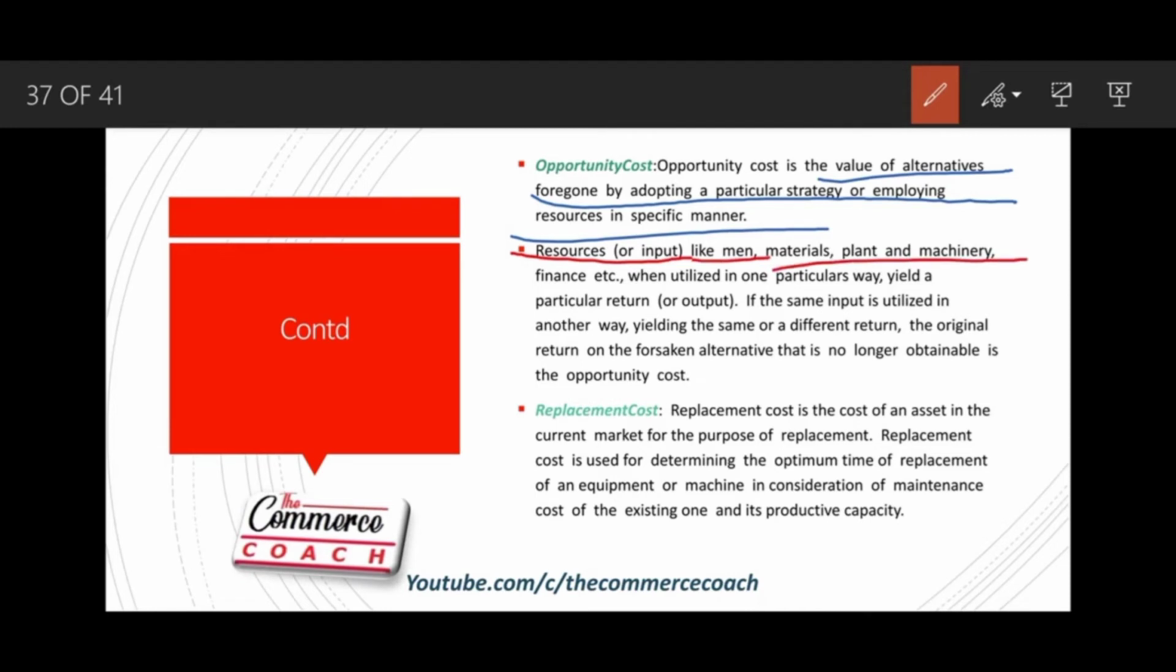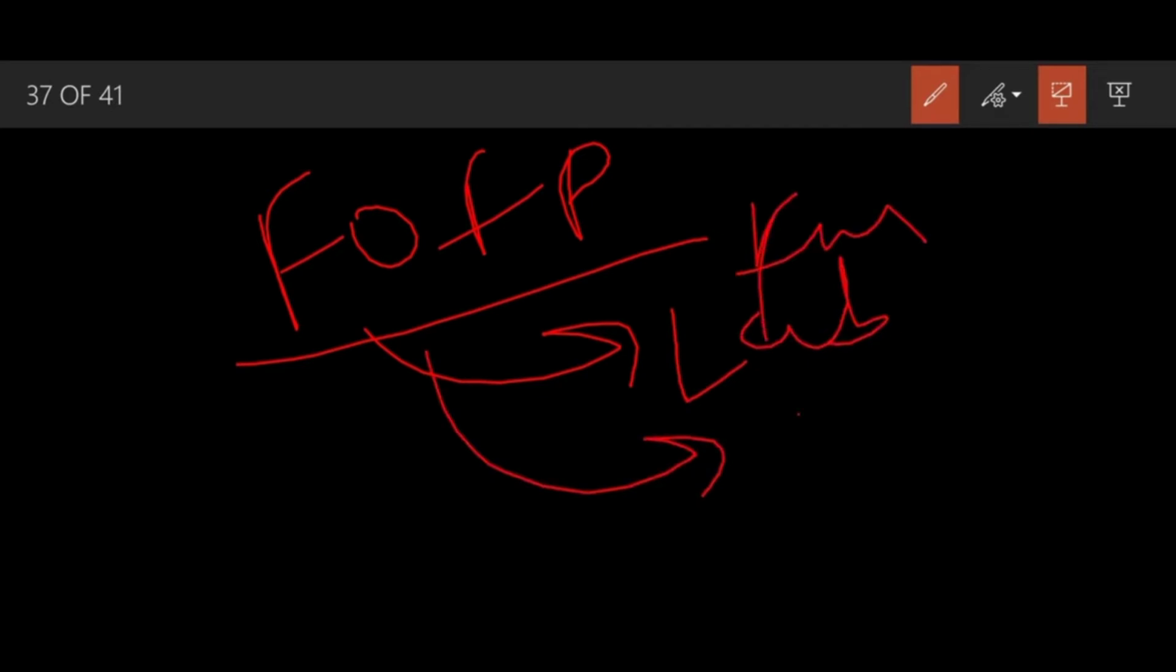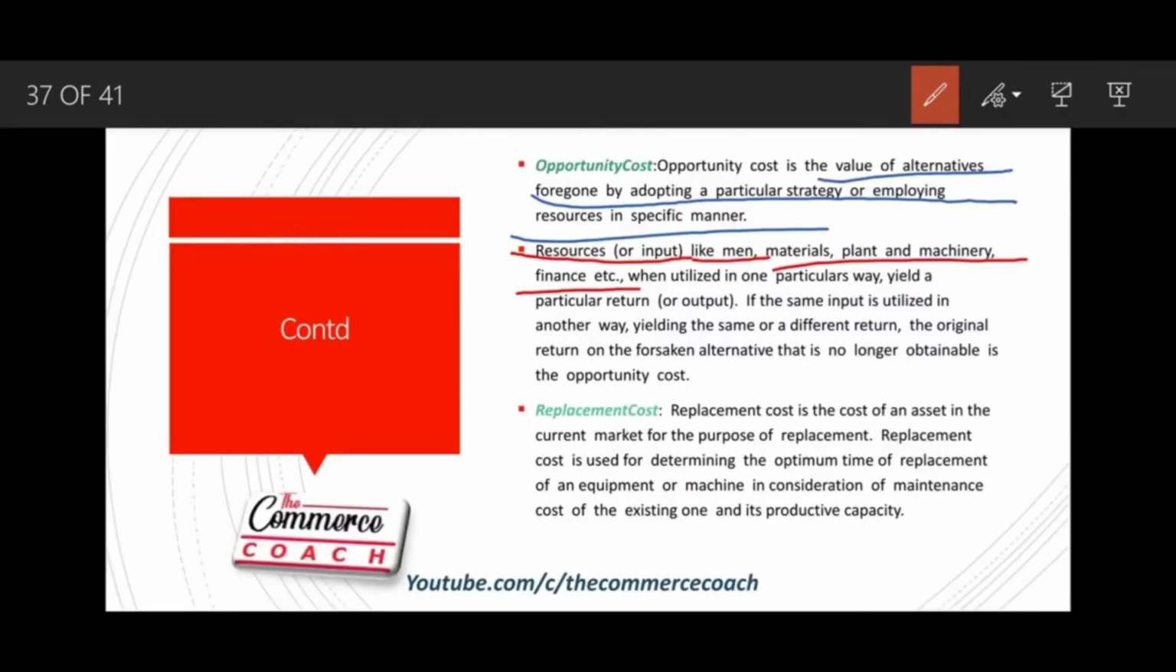Resources like man, material, plant and machinery, finance. So these are some of the resources, or I must say factors of production. Factors of production like labor, capital, entrepreneurial skills and land. So if you employ any of these factors to a specific task, then you will be losing the best next alternative, and the cost of the best next alternative foregone is known as opportunity cost. So this is all, you can read it out.